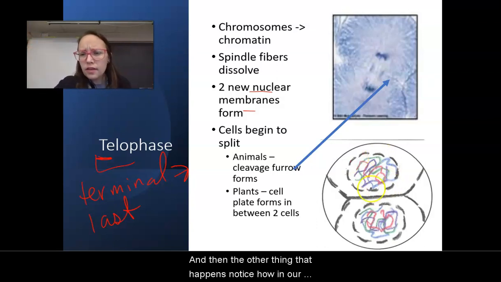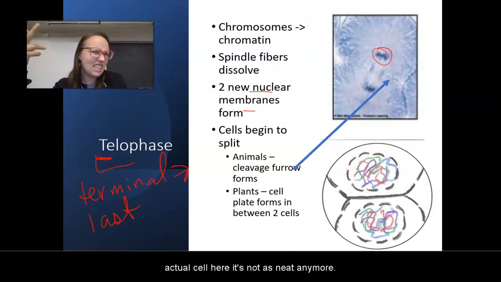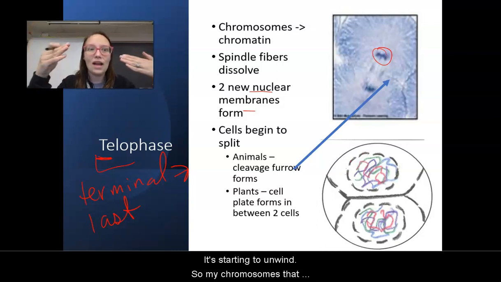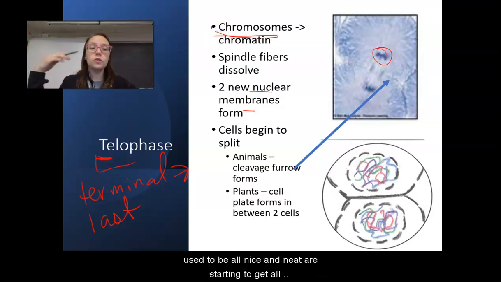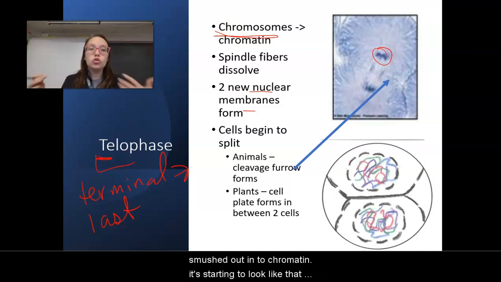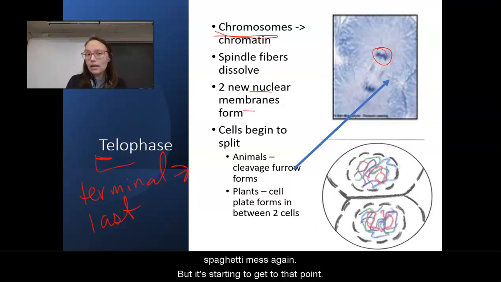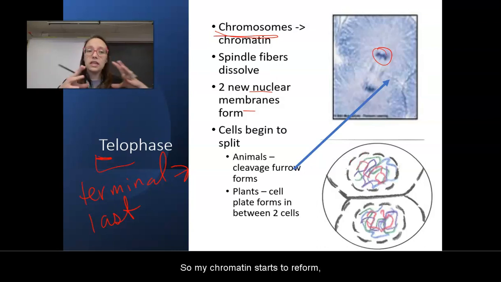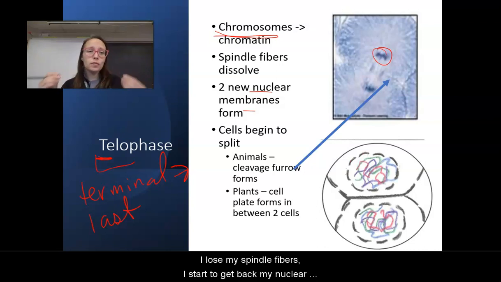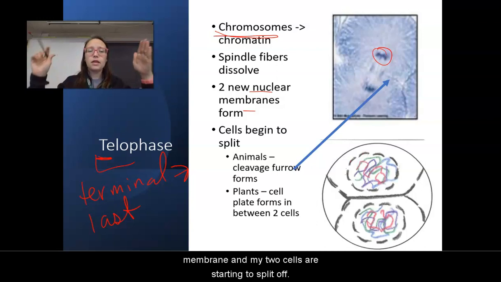And then the other thing that happens, notice how in our actual cell here, it's not as neat anymore, right? It's starting to unwind. So my chromosomes that used to be all nice and neat are starting to get all smushed out into chromatin. It's starting to look like that spaghetti mess again. Not quite there, but it's starting to get to that point. So my chromatin starts to reform, I lose my spindle fibers, I start to gain back my nuclear membrane, and my two cells are starting to split off.